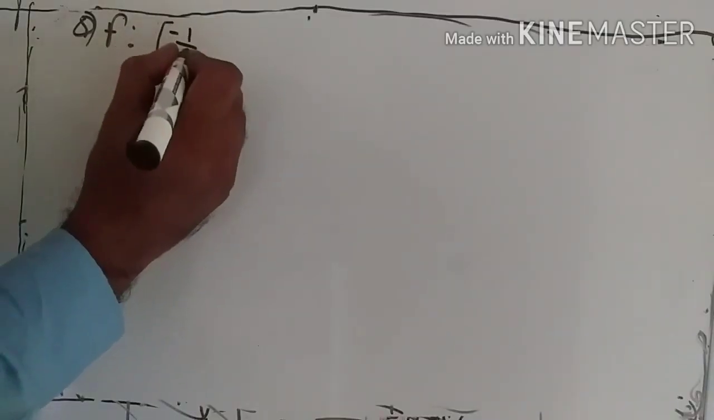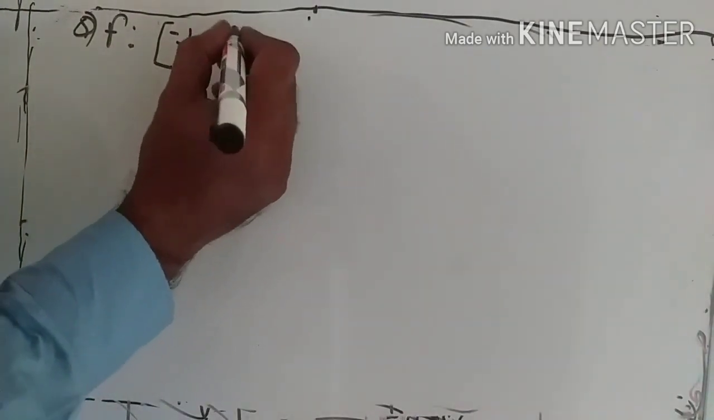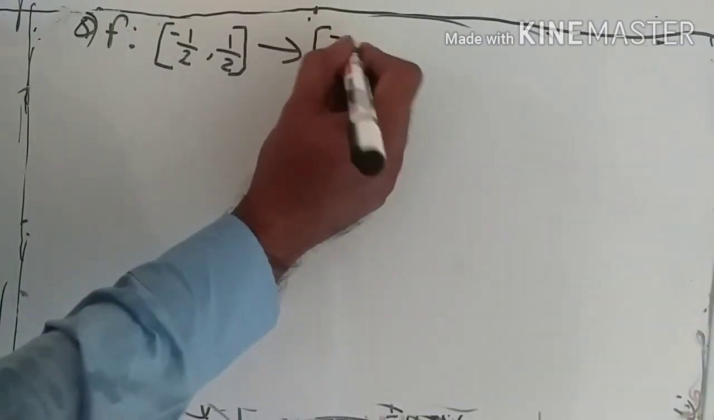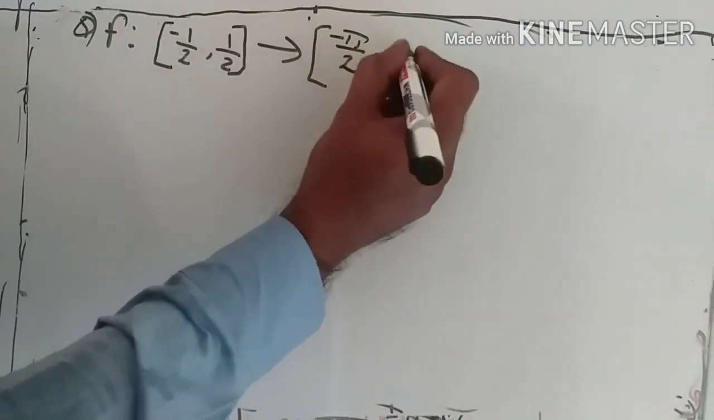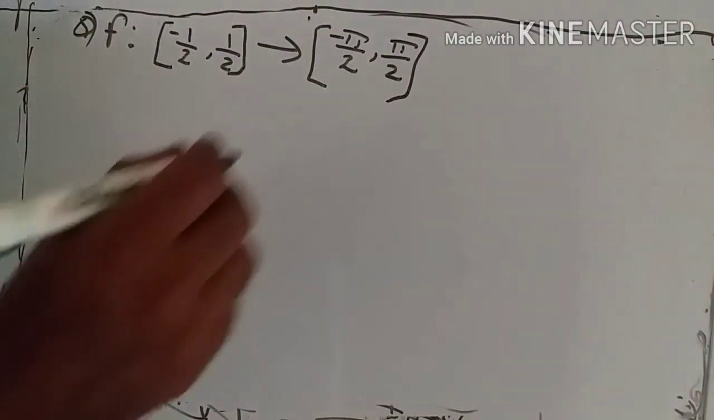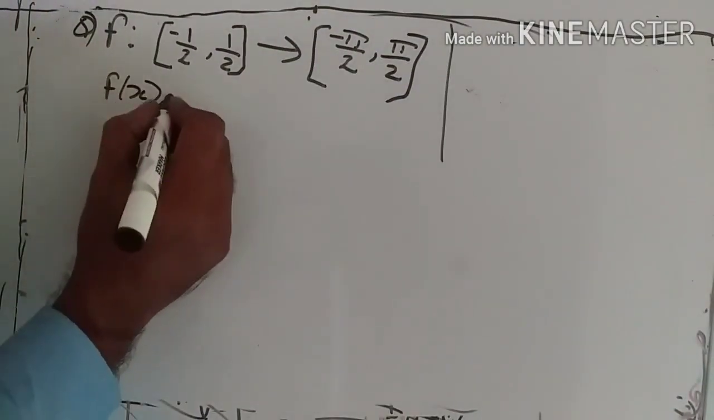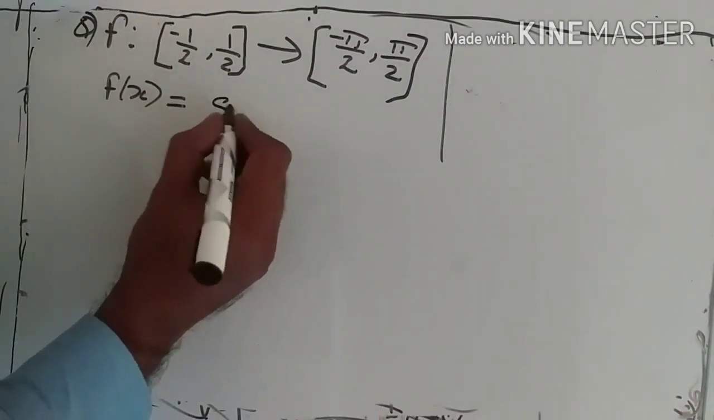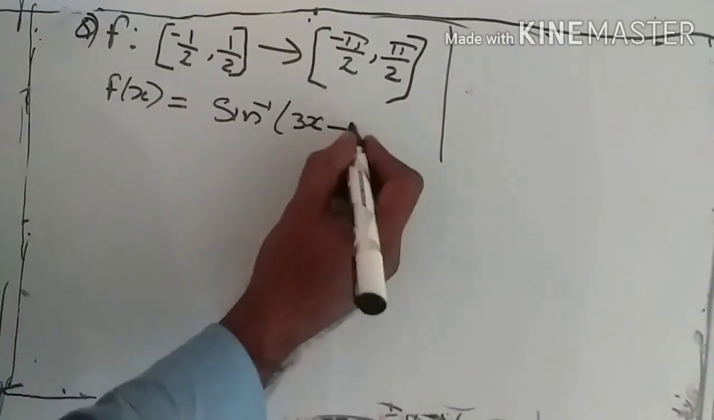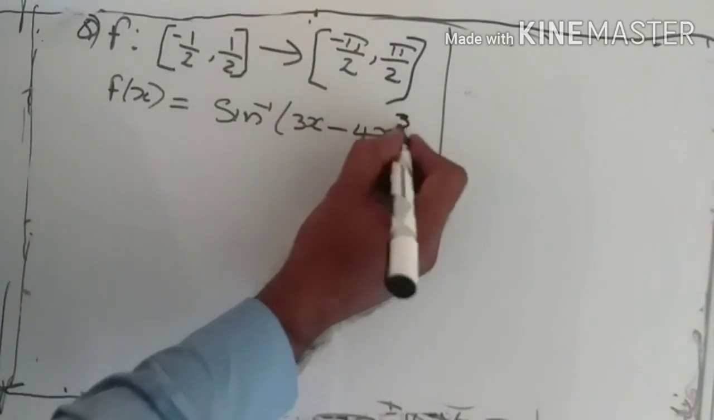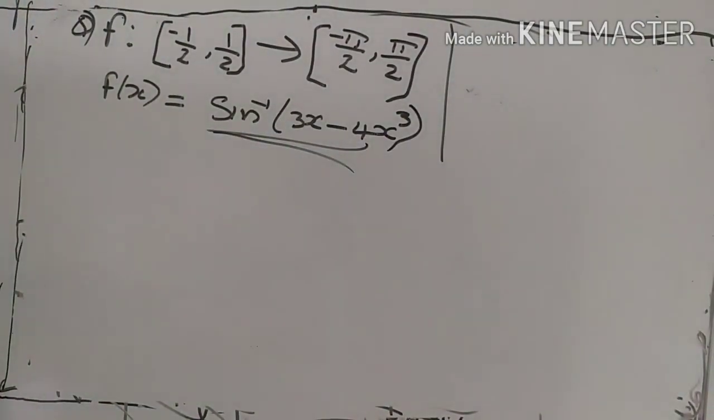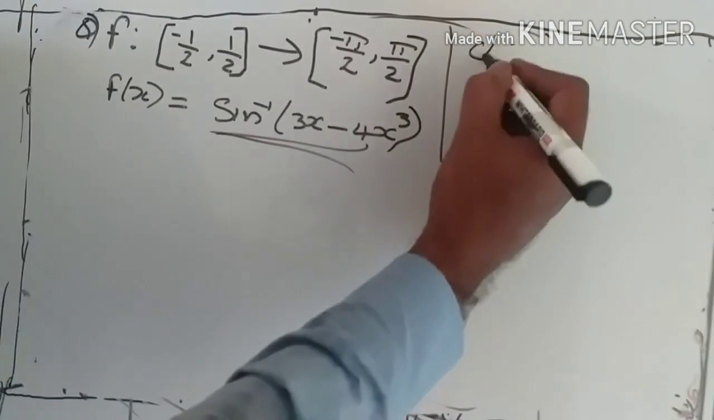The domain is minus 1 by 2 to 1 by 2, to the codomain minus pi by 2 to pi by 2. f of x is equal to sine inverse of 3x minus 4x cube. Check bijectivity.